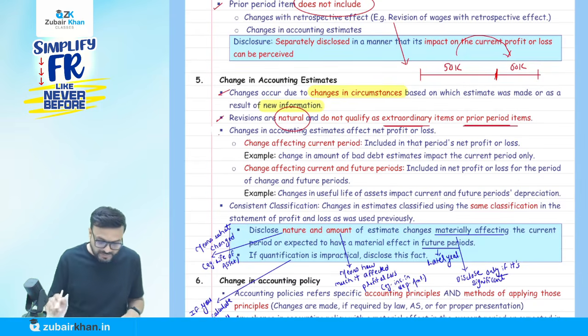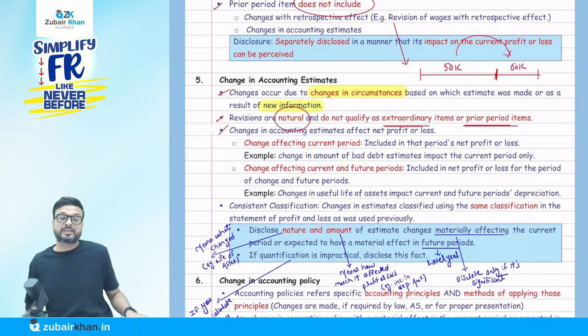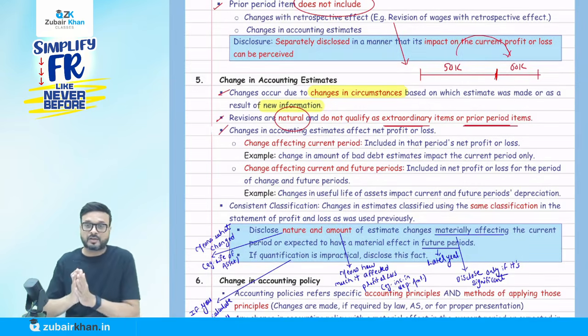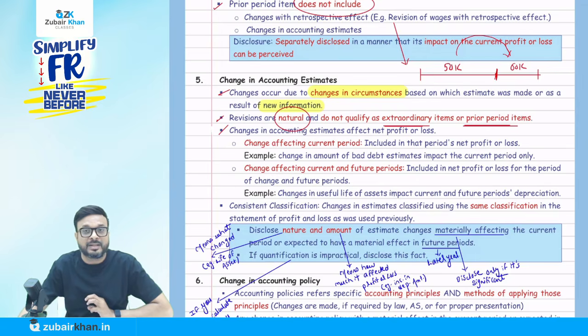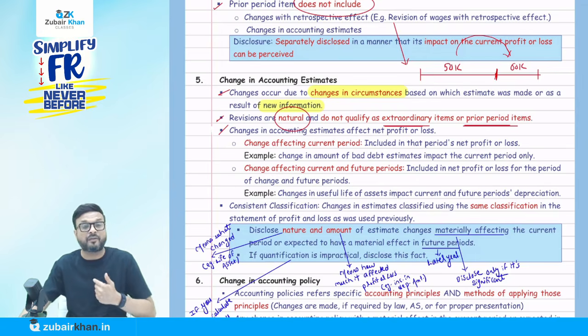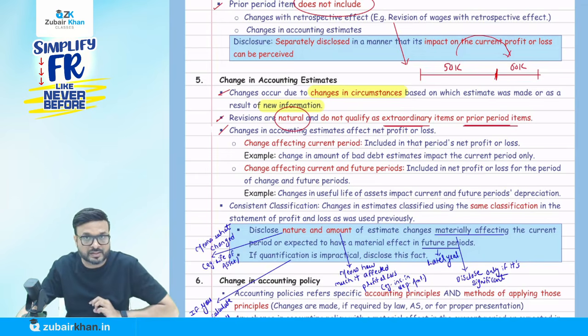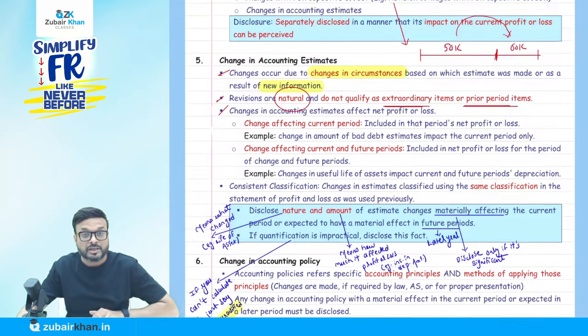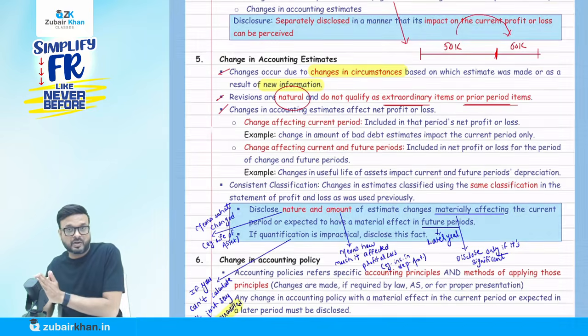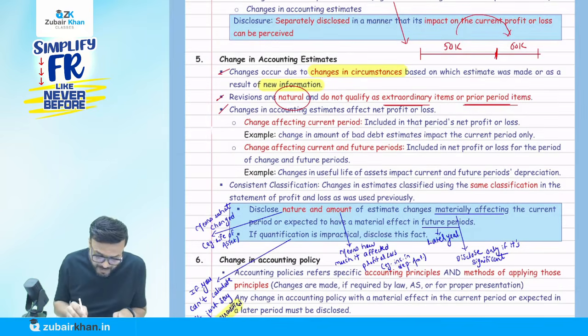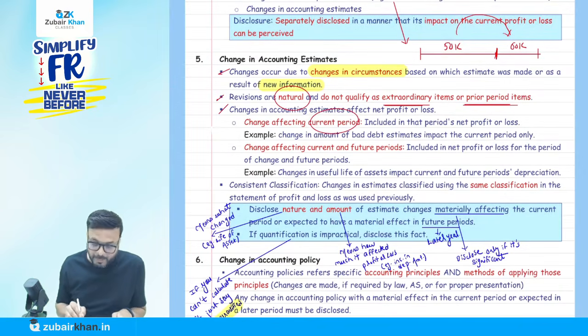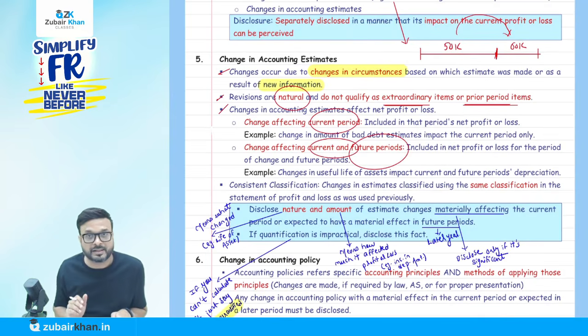Now the next point says that a change in accounting estimate affects the net profit or loss. Listen carefully. When we talk about a change in accounting estimate, it is going to affect my profit and loss account. It might affect only the current period, or it might affect the future period as well, current and future both. Now please understand this point.